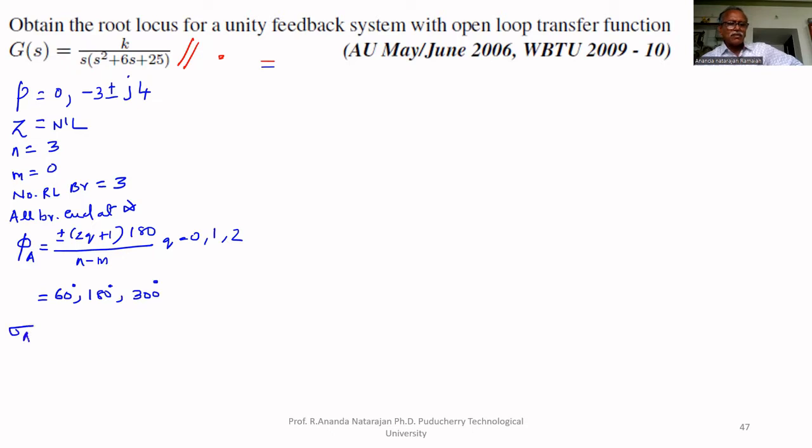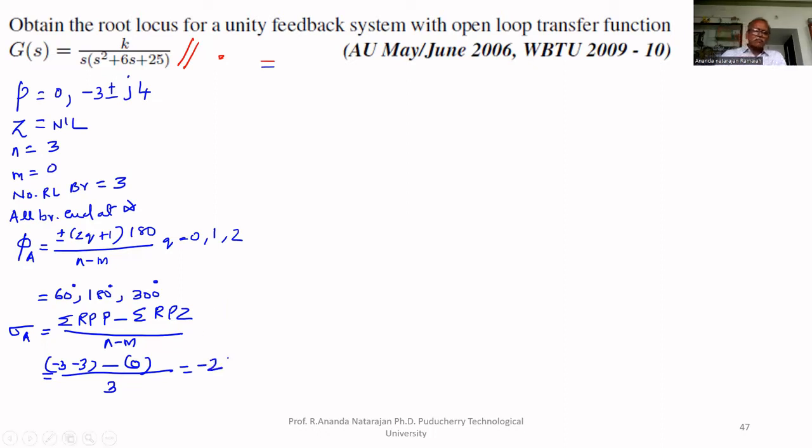These asymptotes will meet at centroid sigma a equal to sum of real parts of poles minus sum of real parts of zeros upon n minus m. That is equal to (minus 3 minus 3 minus 0) divided by 3, that is minus 6 by 3, minus 2. They are meeting at minus 2.